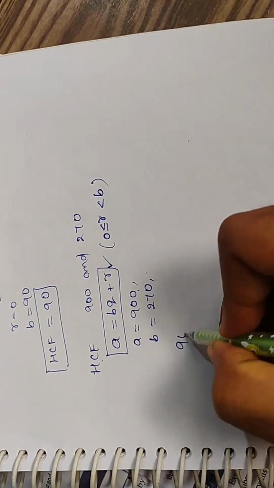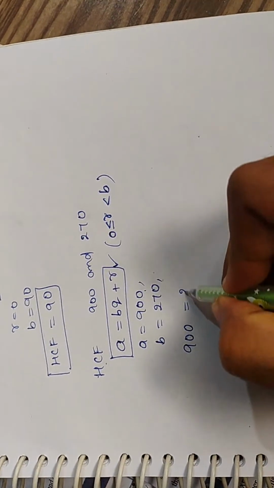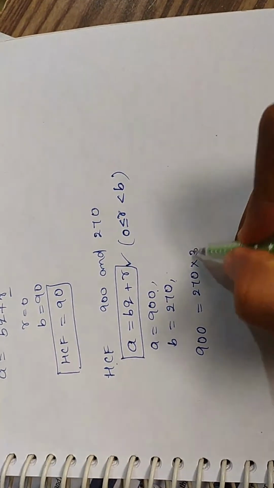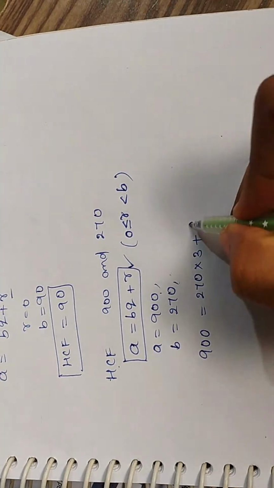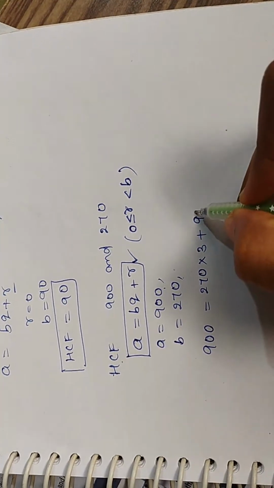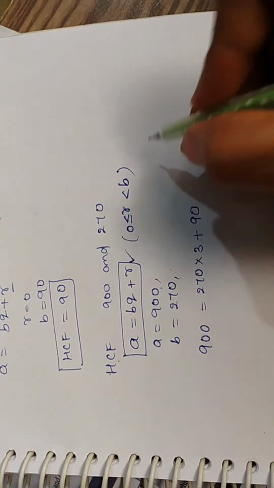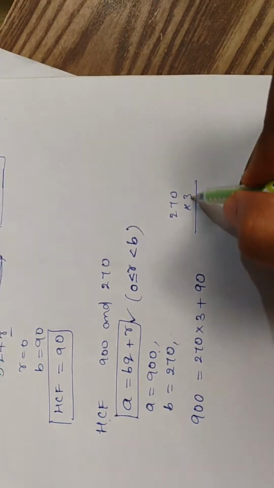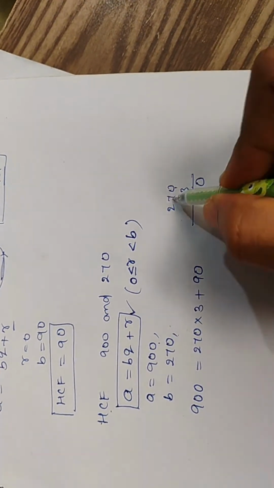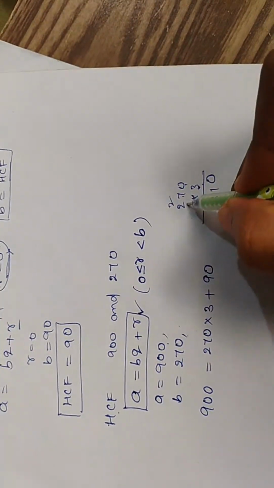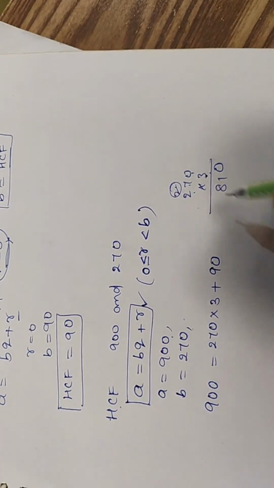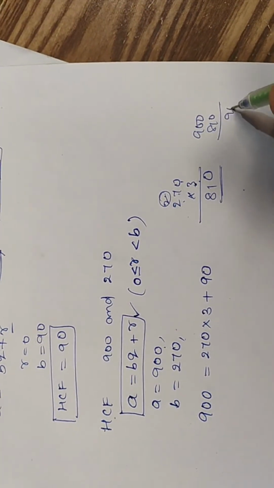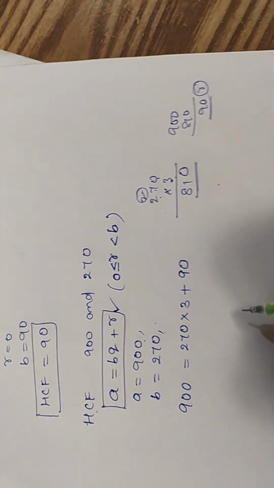Now look, 900 is equal to 270 into how much are you getting, 3, plus this 90. 270 into 3, if you do, we are getting 810. 900 minus 810 means we are left with remainder 90.